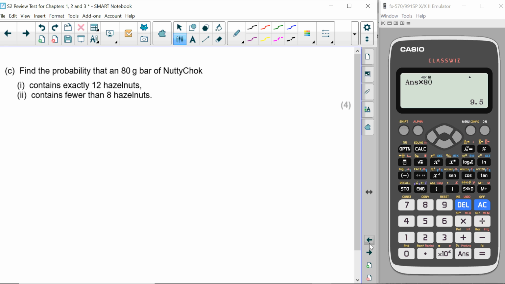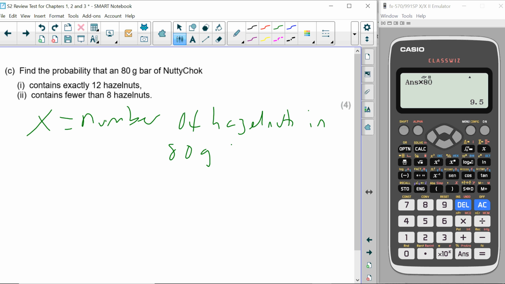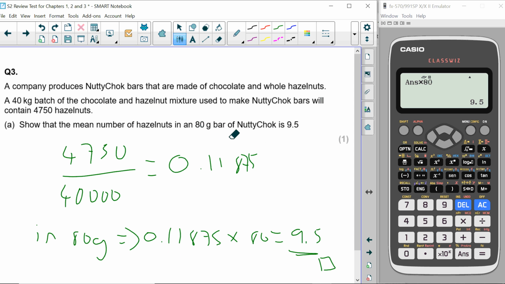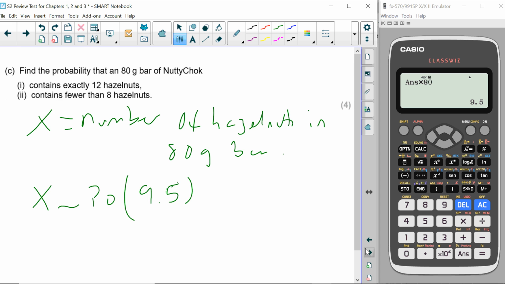Part C. Find the probability that in an 80-gram bar of nutty choc, it contains exactly 12 hazelnuts. First things first, we're going to set up our distribution. So X could be the number of hazelnuts in an 80-gram bar. They've already told you that it's Poisson distributed, so you'd be silly if you start using a binomial. It's Poisson distributed with the mean they also gave you earlier, which is 9.5, because that was the mean number of hazelnuts in an 80-gram bar. So that's the one I'm going to use.